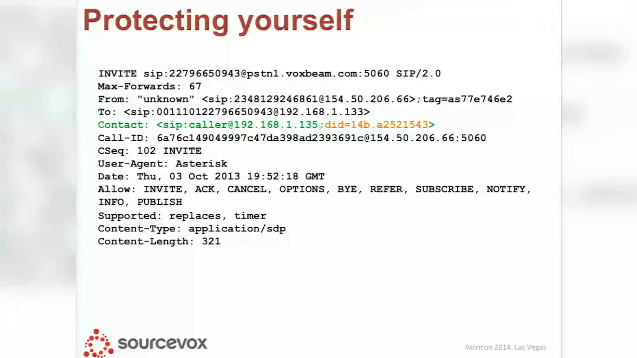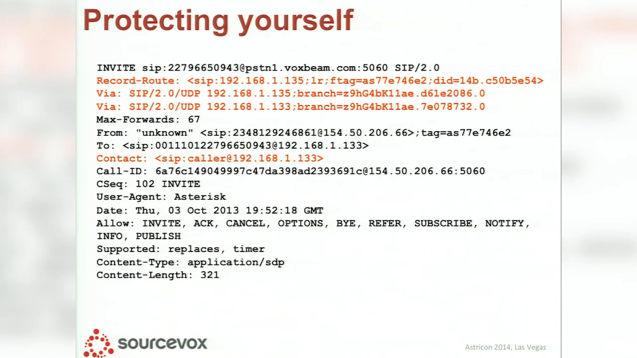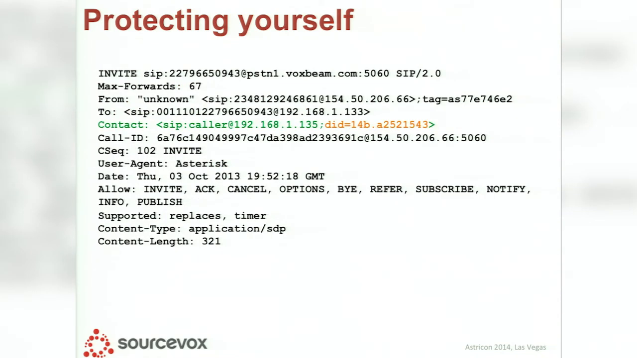But what you can do with OpenSIPS is use a module known as topology hiding to protect yourself. And this is an example of the exact same invite, but with the topology hiding module implemented. Compared to the previous slide, there are no red headers. There's no record route header, there's no via headers. And what has happened is OpenSIPS has replaced that contact IP, which was the Asterisk box. So you are actually telling your PSTN carriers where your Asterisk box is in this example. It's replaced the contact IP with OpenSIPS's IP itself.